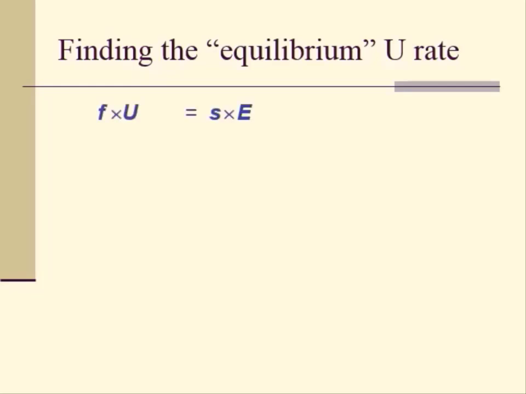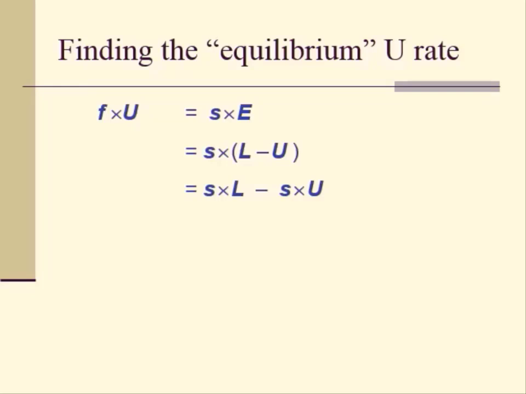At steady state, F times U equals S times E. Since L, the labor force, equals E plus U, we can solve for E equals L minus U. So I can substitute L minus U for E in the next step, and then separate this into two terms: S times L minus S times U. That should equal F times U. Therefore, F times U equals S times L minus S times U.